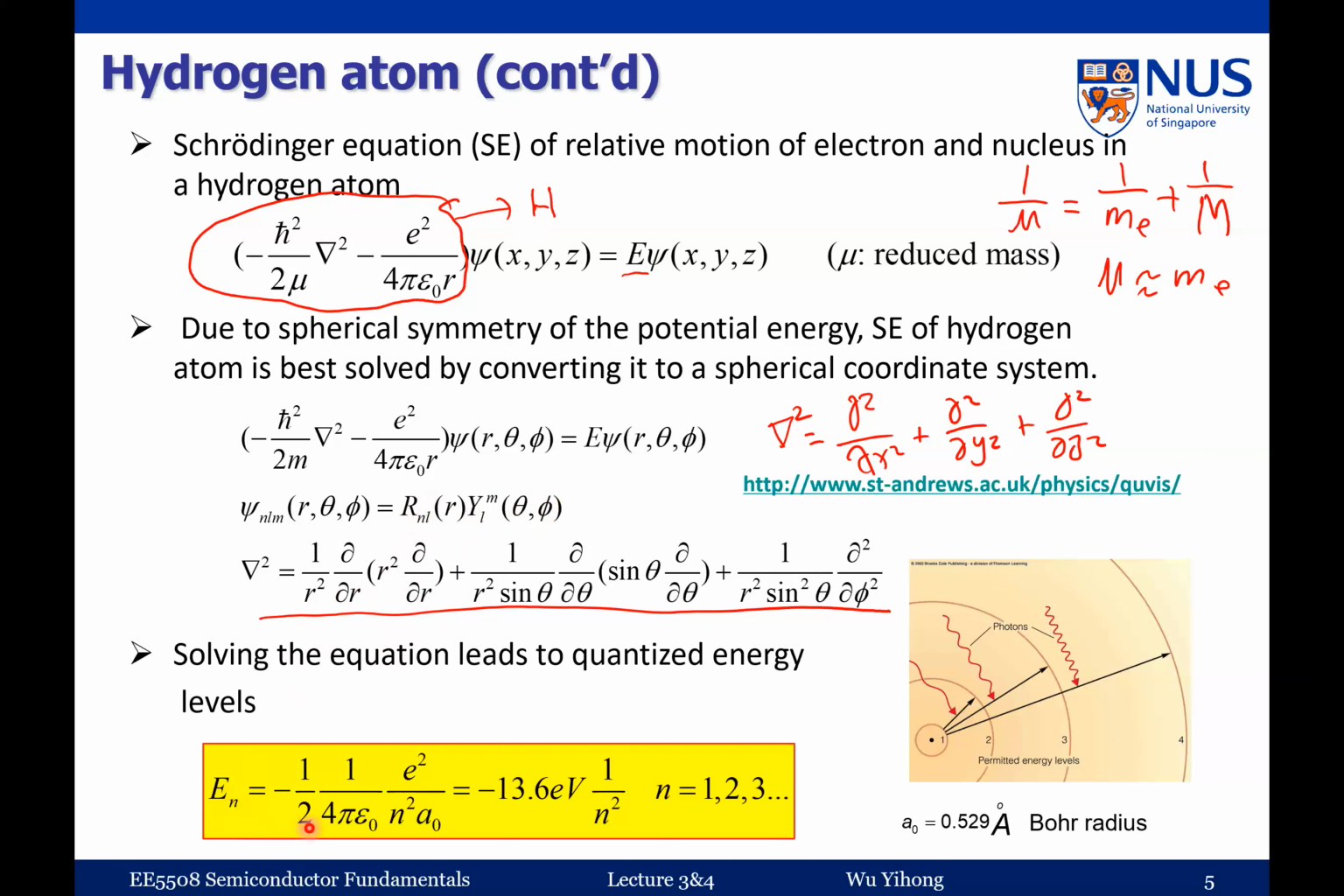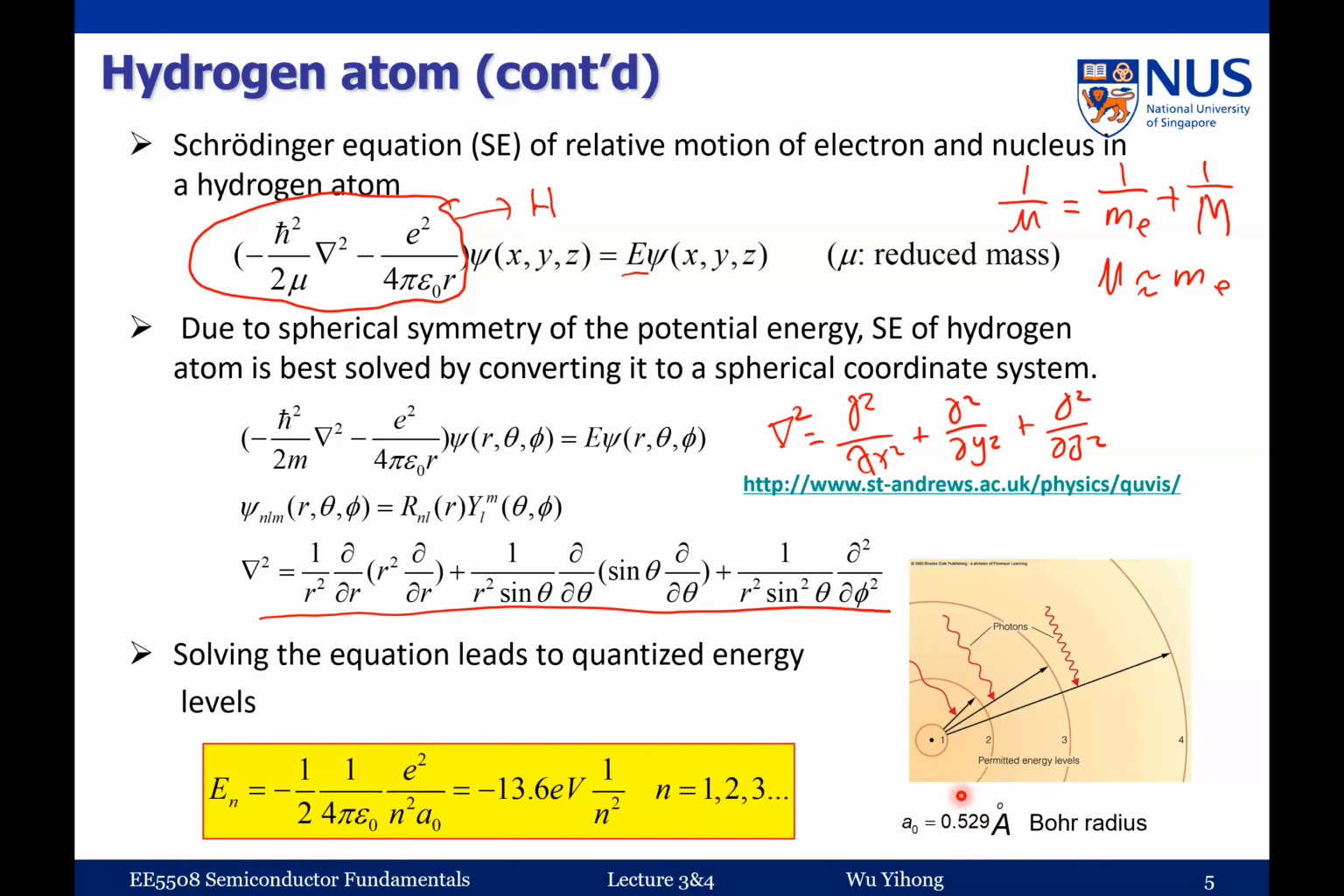So now people find that basically this En can be written like this. These are just prefactors that are constants, right? So epsilon not is basically the vacuum dielectric constant, right? And then e is the electron charge, right? And then a naught is given here. It's called the Bohr radius, and it's 0.529 angstrom.